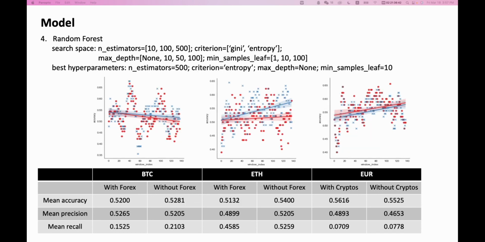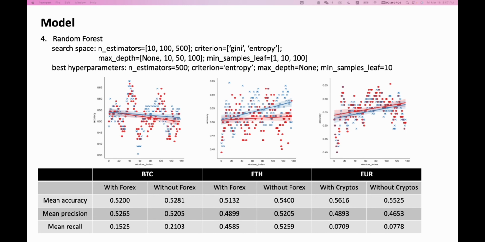Bitcoin. Next is the random forest model. The best hyperparameter set is shown in the slide. I found for cryptocurrency price prediction, the model's performance in general is better than support vector machine. But for Euro price change prediction, SVM performs better.